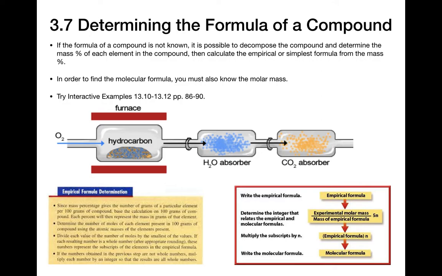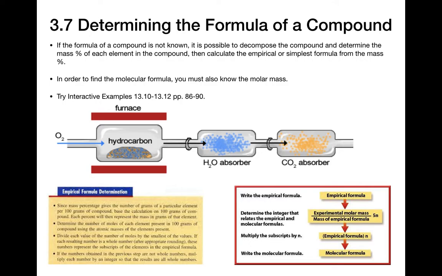Percents can be converted to formulas using the approach of finding the percent and changing the percent to grams, changing grams to moles, and then finding the mole ratio of the moles by dividing by the smallest and then simplifying those moles to whole numbers by multiplying until you get all whole numbers for all of your elements. That's the typical approach to solving for the empirical formula of a compound.